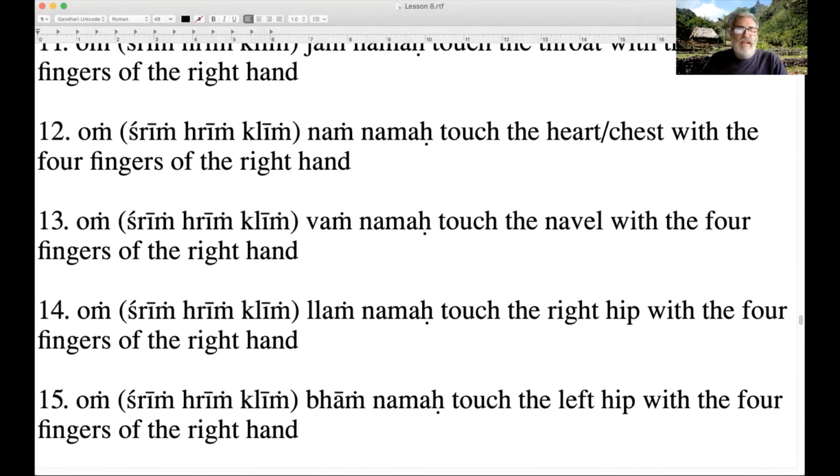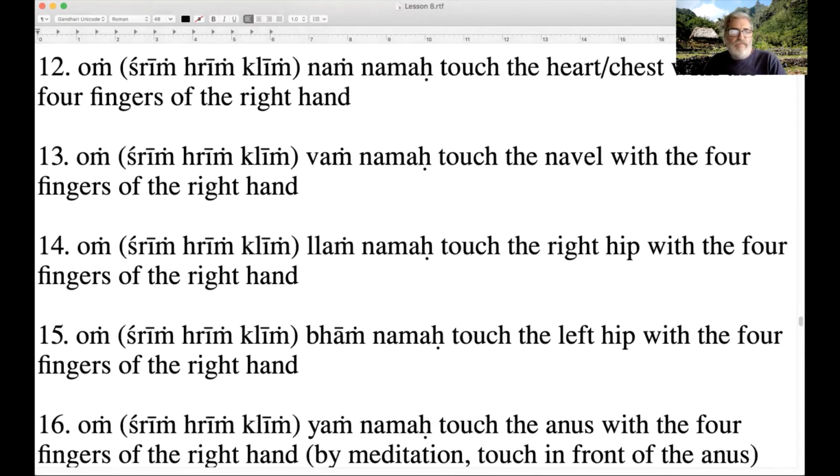Then we have Gopi Jana, right? So Na is the next syllable, the next akshara. If we add Anushwara to it, it becomes Nam. So we've got Om Nam Namaha, touch the heart or the chest with the four fingers of the right hand. It could also be with the other bija mantras, Om Shrim Hrim Klim or any combination, Nam Namaha, right?